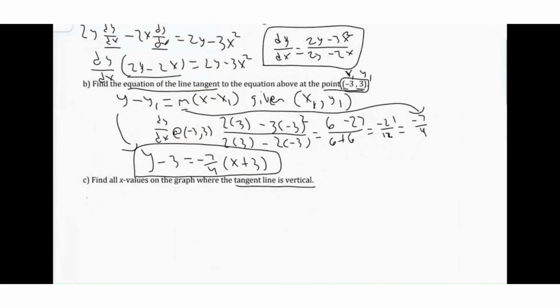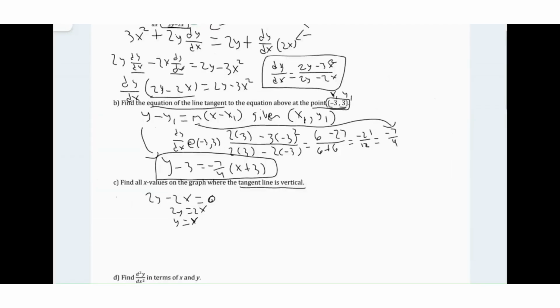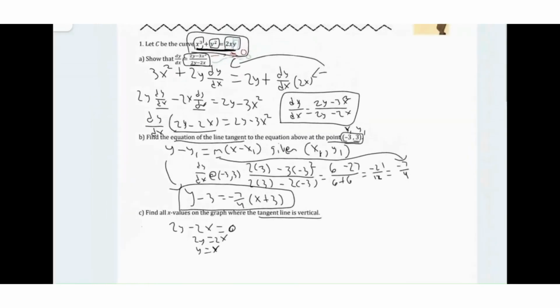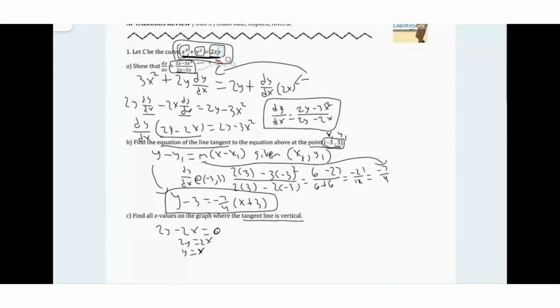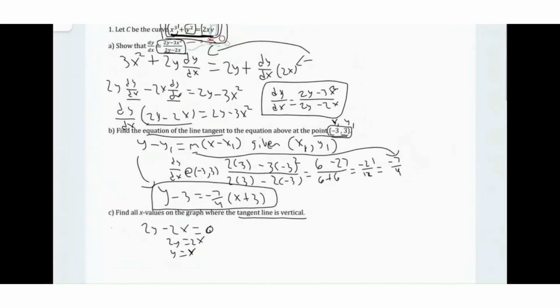So just set your denominator equal to 0. You'll get 2y minus 2x equals 0. 2y equals 2x. y equals x. Then you already have this original equation up here. Just plug back into that. And since we're solving for x, I'm going to substitute all the y's with an x.